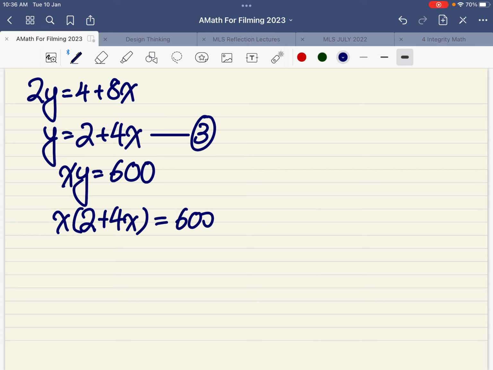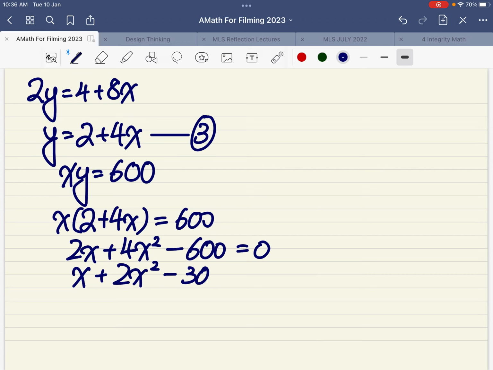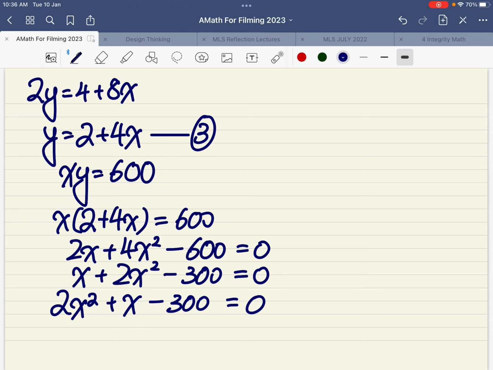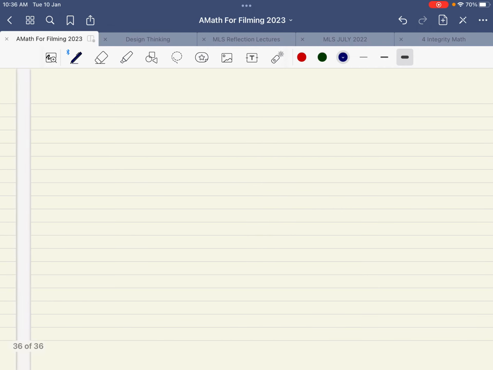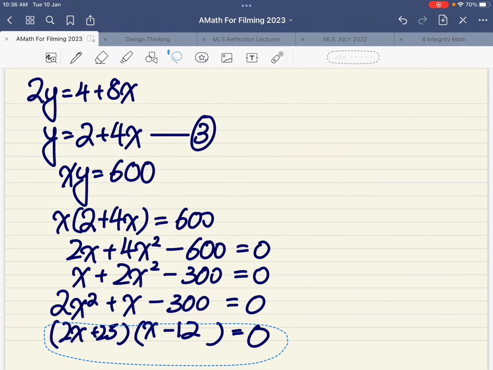So what I'll get here is 2x plus 4x squared minus 600 equals 0. Try to simplify before you try to solve this, because otherwise the numbers are quite large. If I divide everything by 2, I get x plus 2x squared minus 300 equals 0. Rearranging nicely, I get 2x squared plus x minus 300 equals 0. Whatever method you use to factorize, what I'll get here is (2x plus 25)(x minus 12) equals 0. Let me just copy out this last line so that I don't need to write out everything.